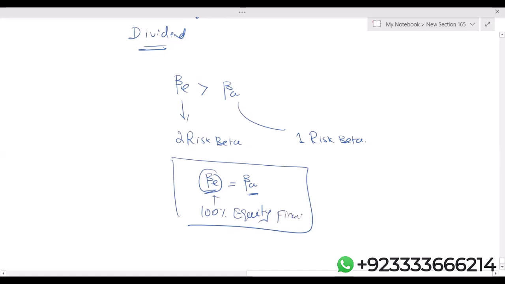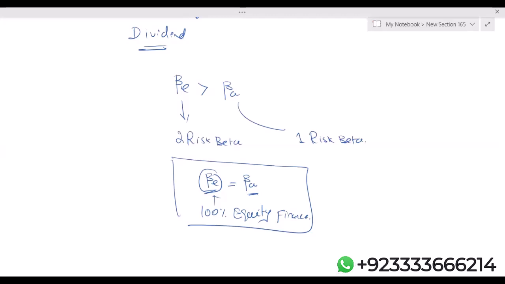Because when your business is 100% equity finance, then logically there is no debt. Obviously, when there is no debt, there is no financial risk. When there is no financial risk, then obviously there's no difference between equity beta and beta asset. But normally, when a company is there, they do take loans as well. So it means equity beta will always be higher than beta asset when there is a loan in the business, and you will normally see a loan definitely will be there in the business.